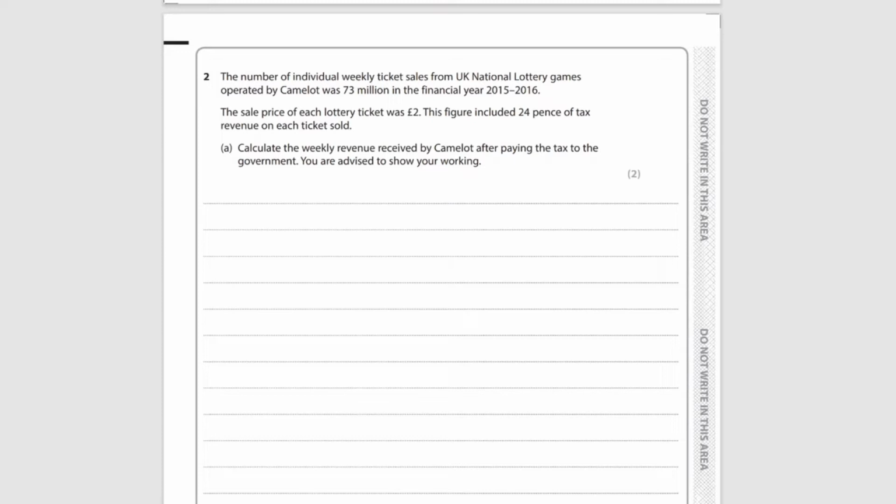Okay, so the number of individual weekly ticket sales from the UK National Lottery games operated by Camelot was 73 million in the financial year 2015 to 2016. All right, that's fine. So if we look at the revenue that they make pre-tax, it is 73 million multiplied by 2, which is 146 million.